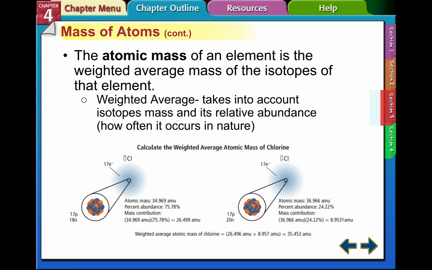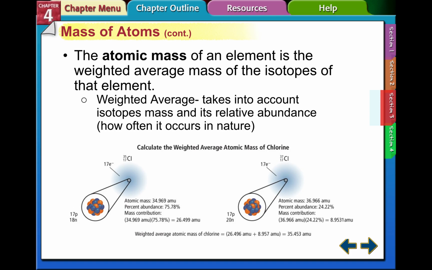So mass number, remember we just talked about, is the number of protons plus the number of neutrons in one specific atom. It's as if I had a jar of chlorine and I were to pull one atom out and add up the protons and the neutrons of that one specific atom. That would give me the mass number. Now something very different is called the atomic mass of an element, which is the weighted average of all the isotopes that occur for that element. So what this means is I take into account every kind of isotope that occurs for this element.